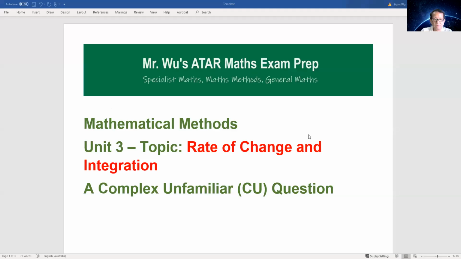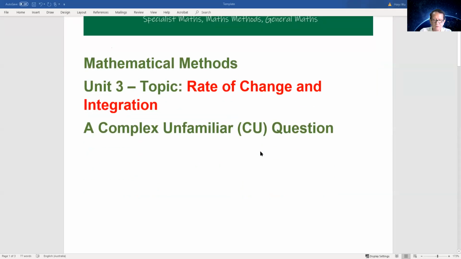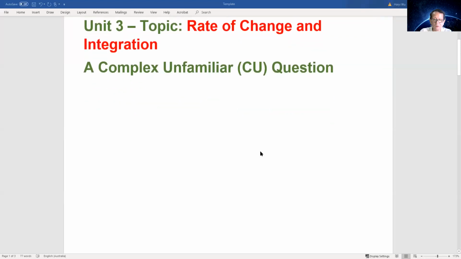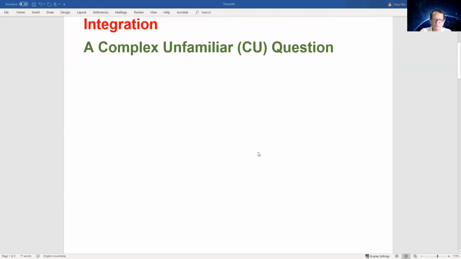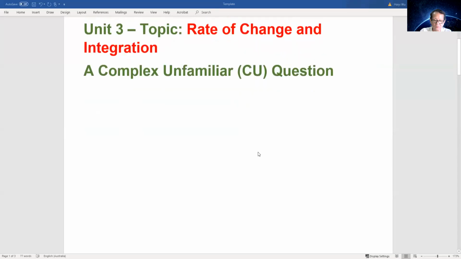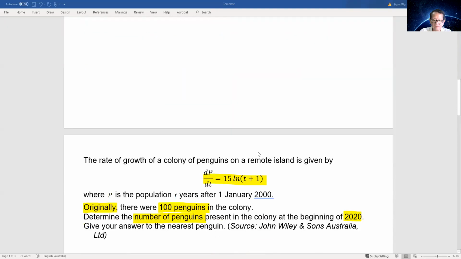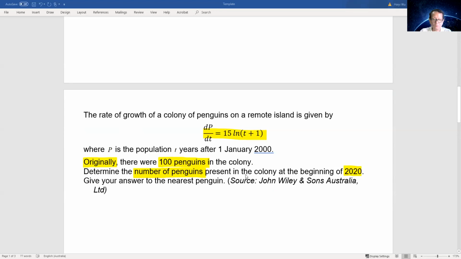Hello. Today we are talking about, again, rate of change and integration. This is a Mathematical Methods question, also complex unfamiliar. The reason for this is that complex unfamiliar means we will come across a question where we need to use a different way to integrate a log function. So let's have a look at this question. It has something to do with the ln, the e-based log.